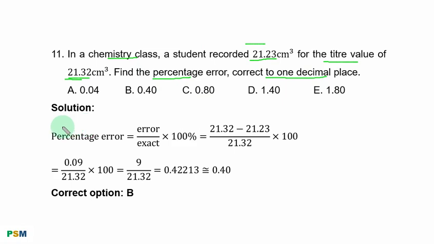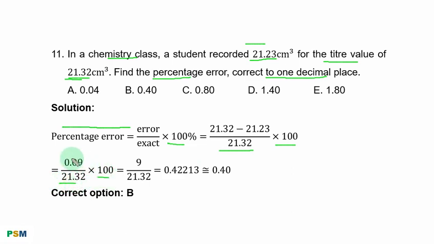Solution: percentage error is equal to error over exact times 100%. The error is the difference between the two readings over the actual reading times 100. If you subtract the numerator, you have 0.09 over the actual value times 100.